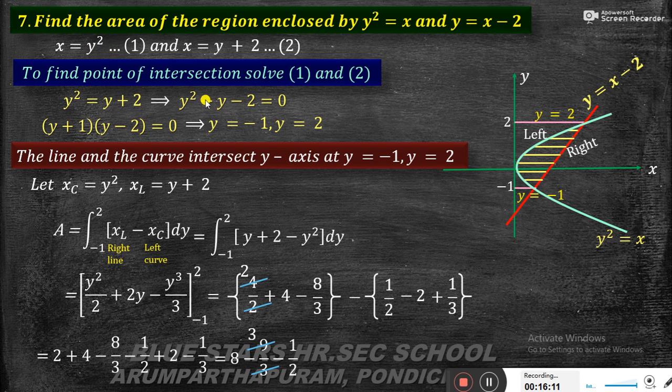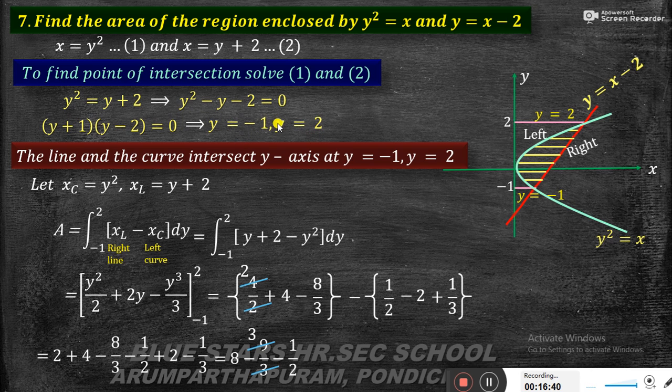So the next step, y square minus y minus 2 equal to 0. This is minus 2, so I choose the two numbers 1 and minus 2. That 1 and minus 2 I multiply, I get minus 2. I add 1 and minus 2, I get minus 1. Therefore the factors are y plus 1 and y minus 2 equal to 0. So y plus 1 equal to 0 means y equal to minus 1, y minus 2 equal to 0 means y equal to 2.